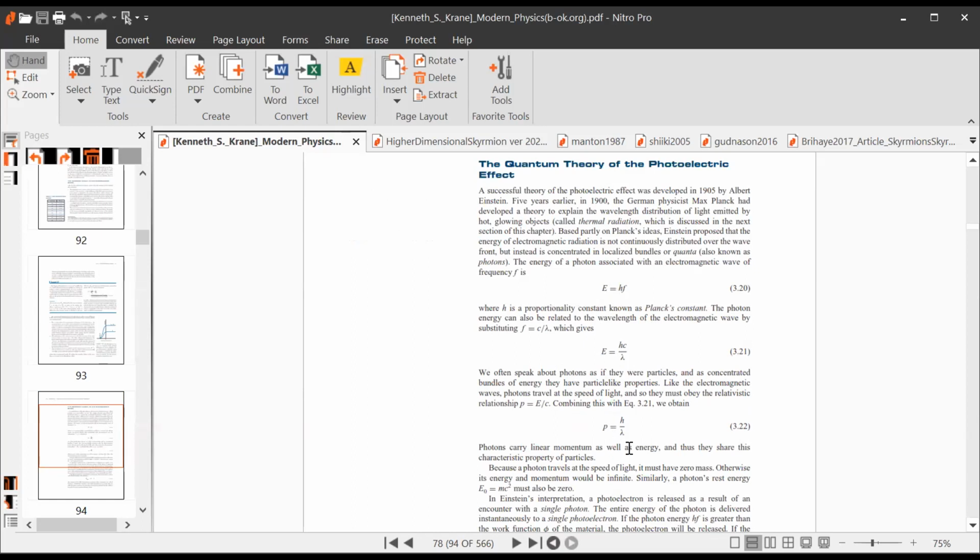If we combine with the relativistic formula for massless particles, we get that p is equal to h over lambda, where lambda is the wavelength of the photon. So basically we have this formulation. It means that light could have particle properties instead of wave properties. So this momentum is this one.